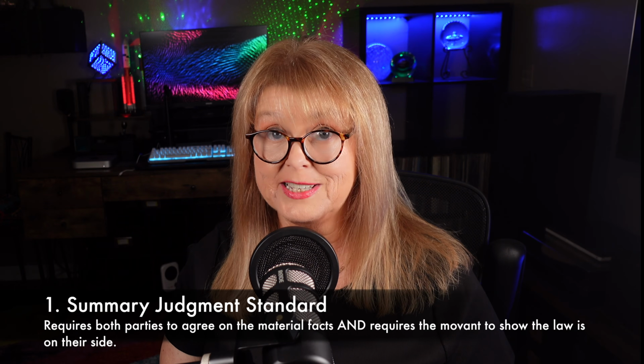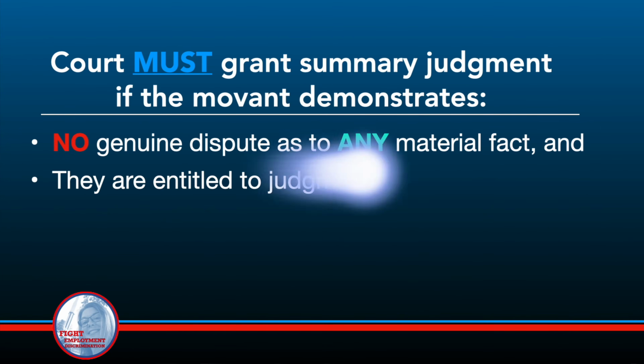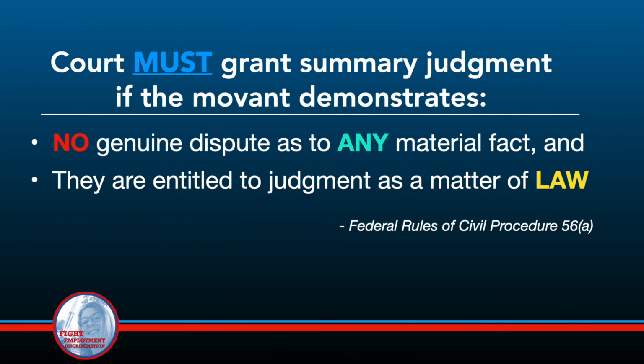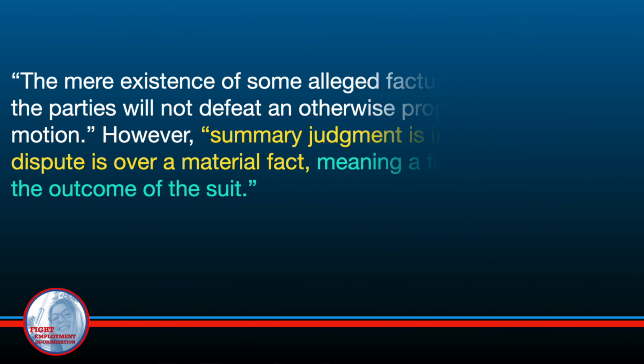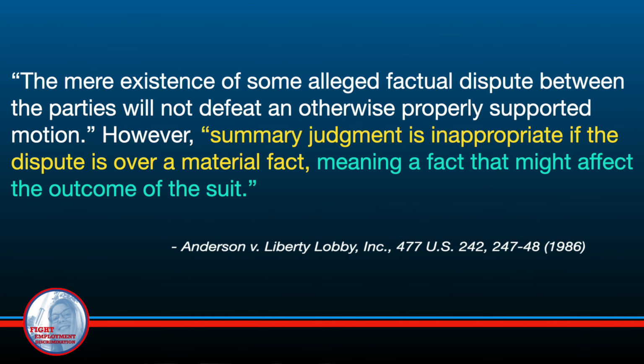Now, the most important standard to know is the summary judgment standard. It tells us that summary judgment is only proper when there's no genuine dispute about any material fact and the moving party is entitled to judgment as a matter of law. Now, this standard is implied in Rule 56 of the Federal Rules of Civil Procedure, and it's been reinforced by the Supreme Court in the case of Anderson versus Liberty Lobby. That says that the mere existence of a factual dispute between us and our employer won't defeat an otherwise properly supported motion. But if that dispute is over a material fact, meaning a fact that might affect the outcome of our case, that might be enough to defeat an employer's motion.